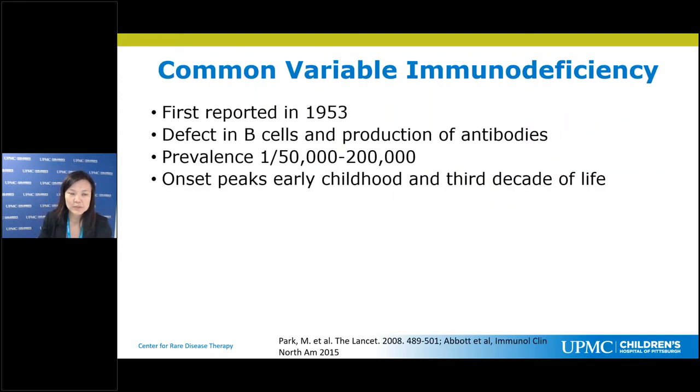So what is common variable immunodeficiency? We think it was first reported around 1953, and it seems to be a defect in B cells, especially B cell maturation, and the ability of B cells to produce antibodies that fight infection. The prevalence is 1 in 50,000 to 200,000. That's actually probably a little bit older. Newer data suggests that common variable immunodeficiency might be as prevalent as 1 in 25,000 to 50,000, so it's getting recognized and diagnosed more, I think. The onset seems to peak in early childhood, but the most common time that people are diagnosed with CVID is in their 20s and 30s.